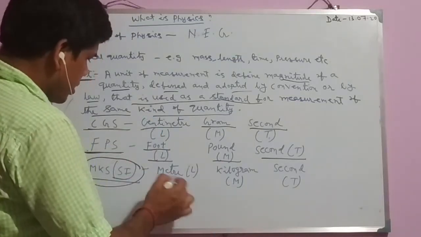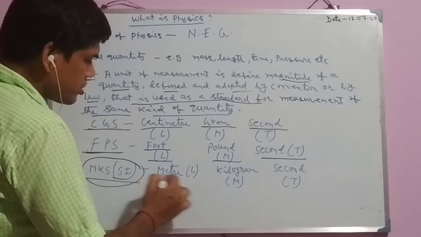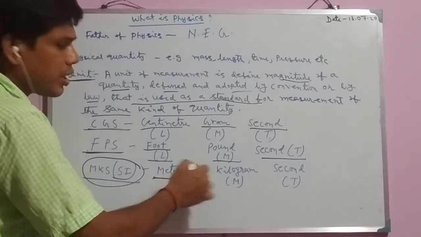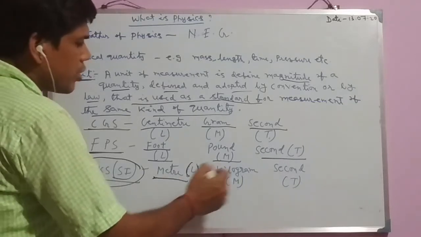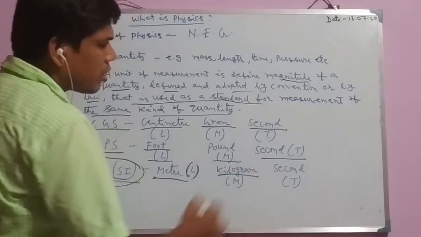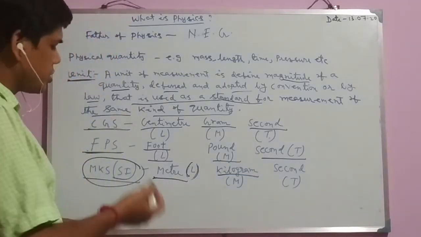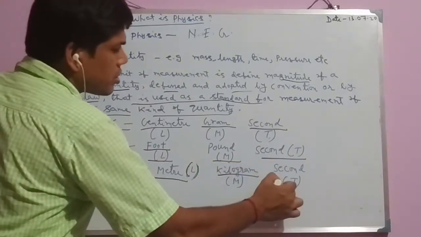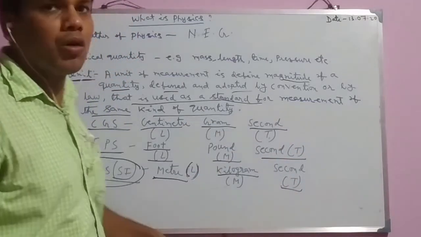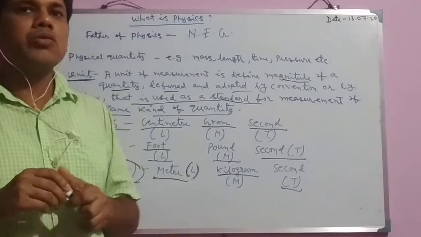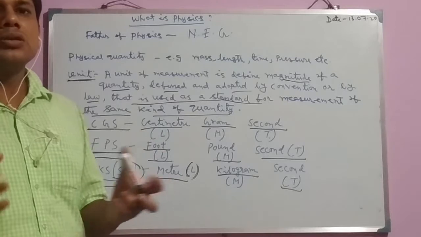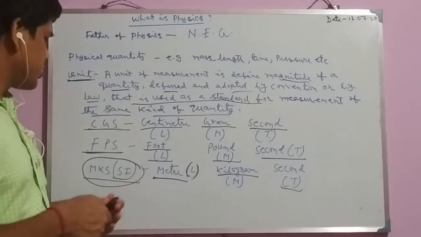The unit of length in the MKS or SI system is meter, and length is denoted by capital L. The unit of mass in the SI or MKS system is kilogram, and the unit of time is second. So the unit of time in all these systems is the same. Only the units of length and mass are different.